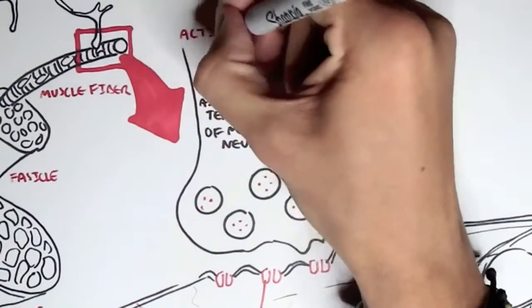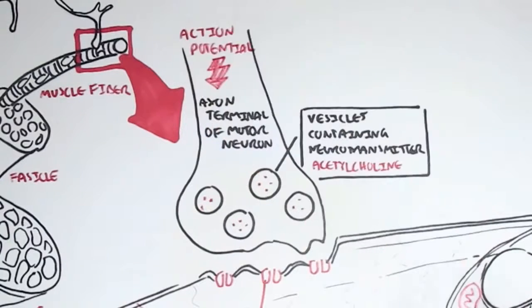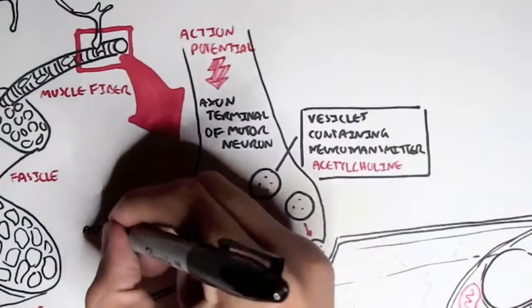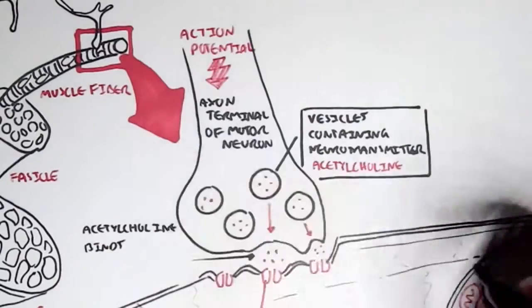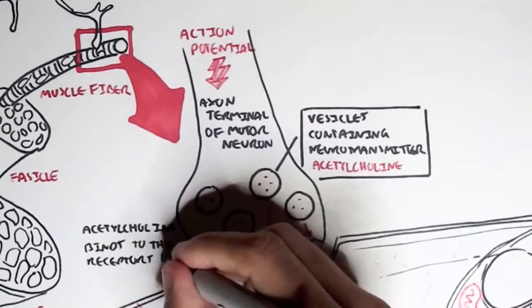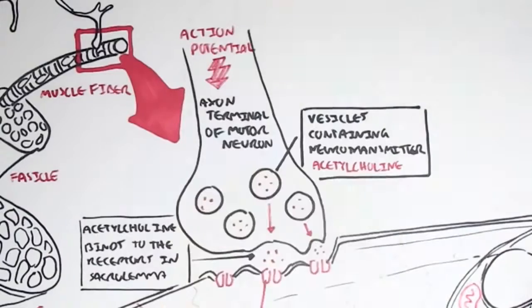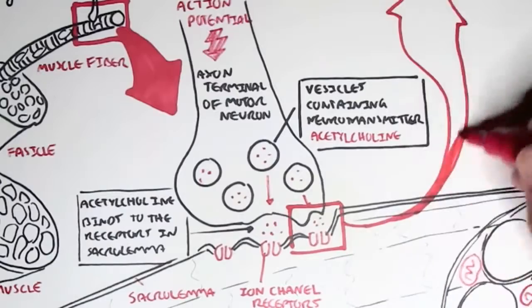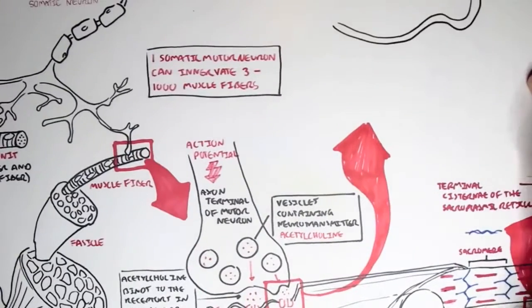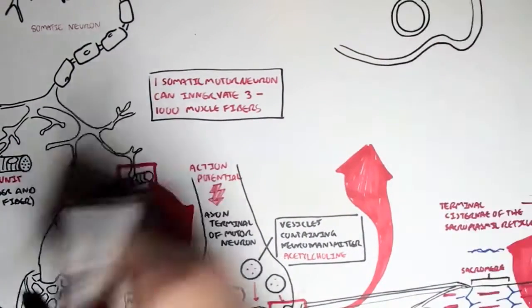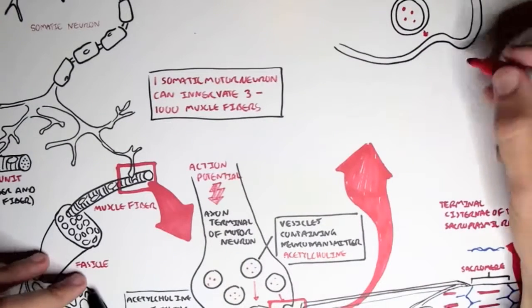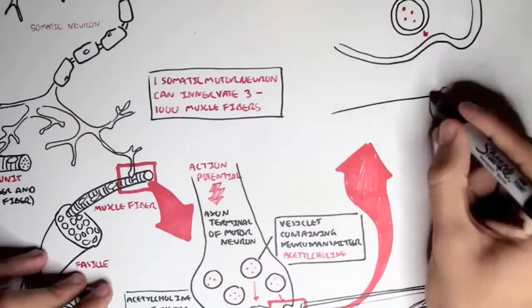The neuron's end bulb, the axon terminal, where an action potential has arrived. This action potential will cause these vesicles containing acetylcholine to release acetylcholine out. This acetylcholine will then bind onto the receptors in the sarcolemma. Let's have a closer look at this interaction between acetylcholine and the receptors in the sarcolemma. So here we have the end bulb, the axon terminal of the motor neuron, and here we have a vesicle containing acetylcholine. Here is our receptor for acetylcholine on the sarcolemma.